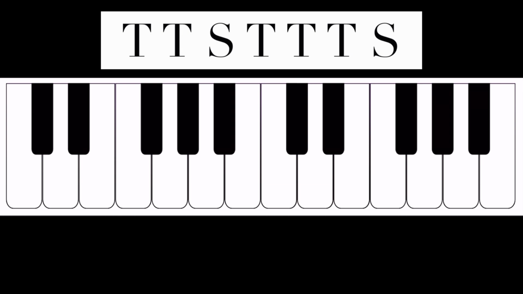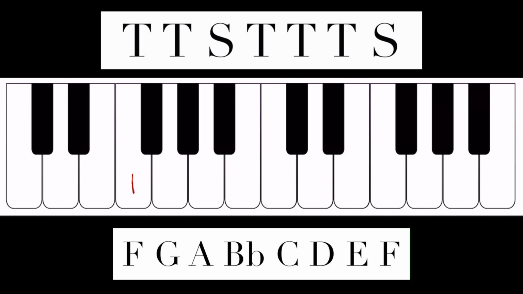Let's start with F. So in F, if we move initially a tone, we go up to G, another tone, we get to A. Here we have our semitone, so we're going to move from A to B flat, the next available note. Then we're going to move another tone, which takes us to C, another tone, D, another tone, E, and then finally a semitone to get back to F.